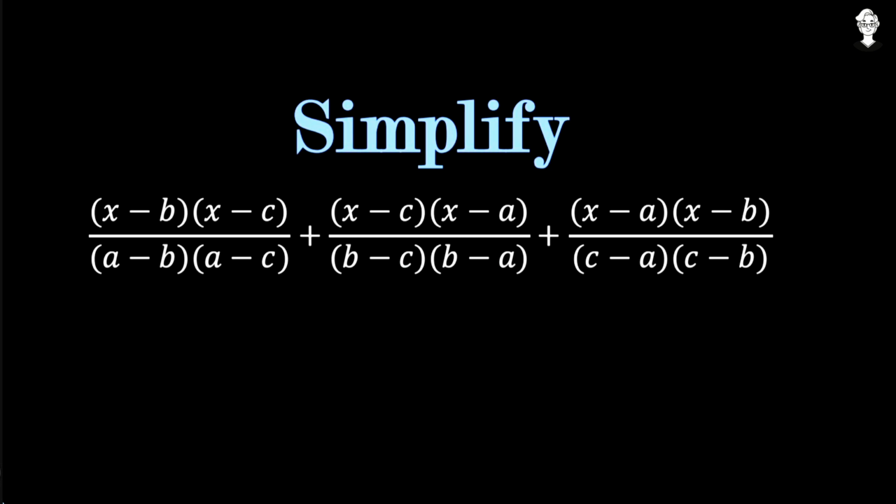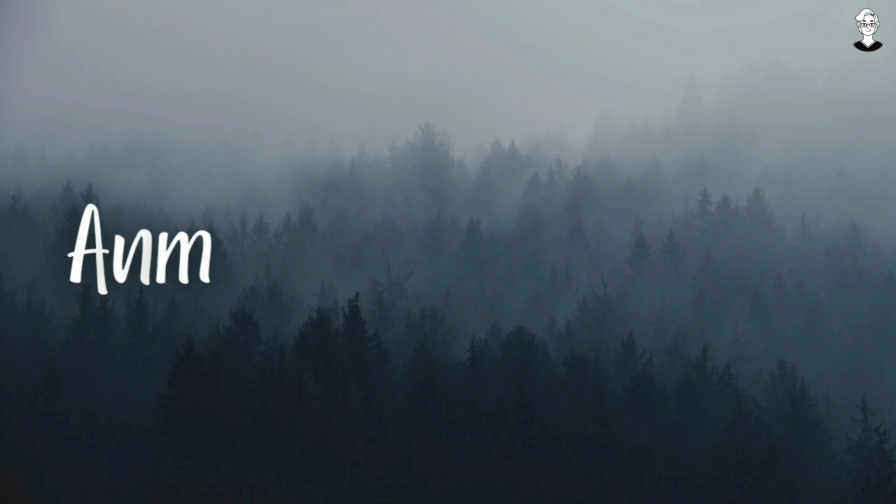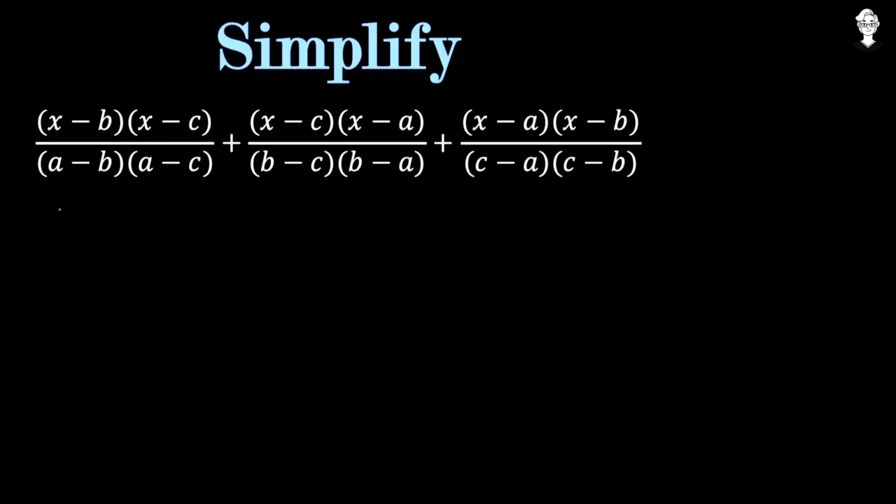How can we simplify this particular expression? So first of all, I will try to take a common denominator in all the three terms. So I will take my common denominator as (a minus b) multiplied with (b minus c) multiplied with (c minus a). So now my goal is to bring this particular denominator in all these three terms.